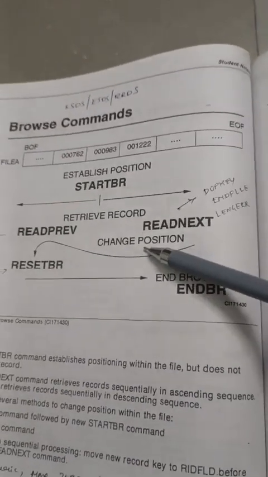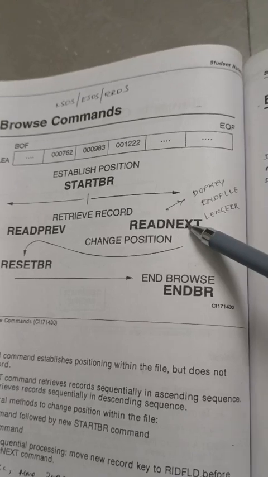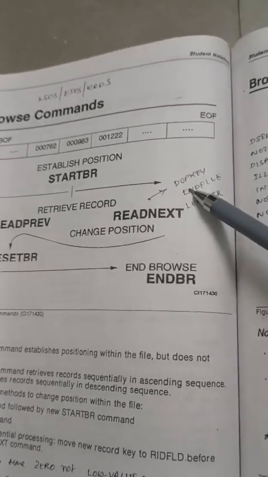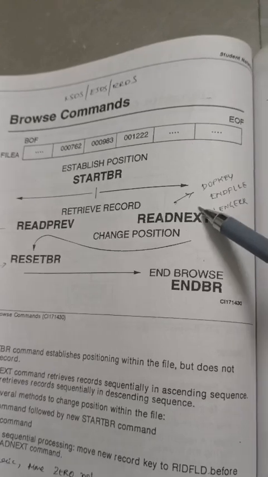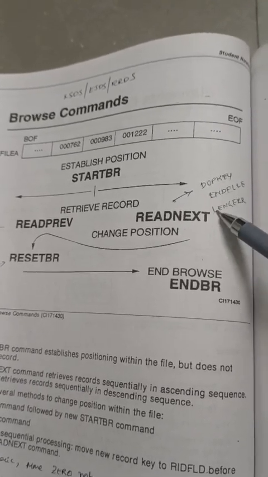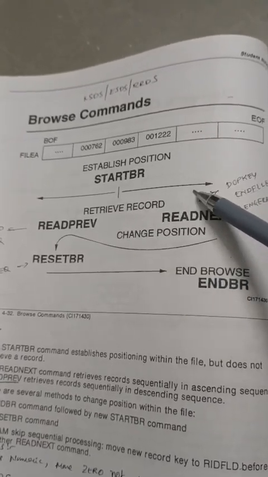To retrieve the next record, we have the read next command. And here they mention the exceptional conditions that can occur for read next: maybe duplicate record, end of file, length error condition. This retrieves records in ascending order.